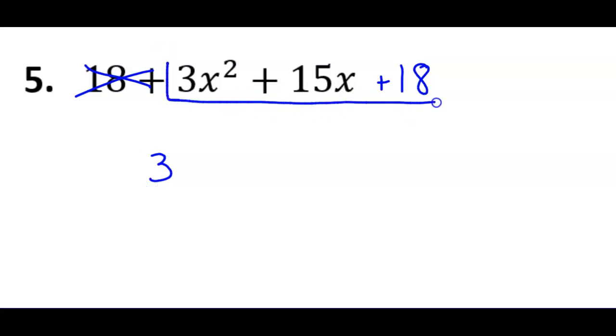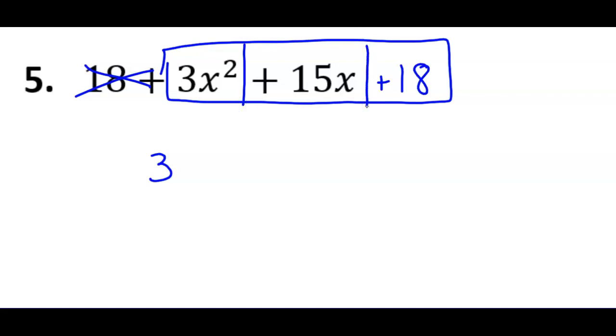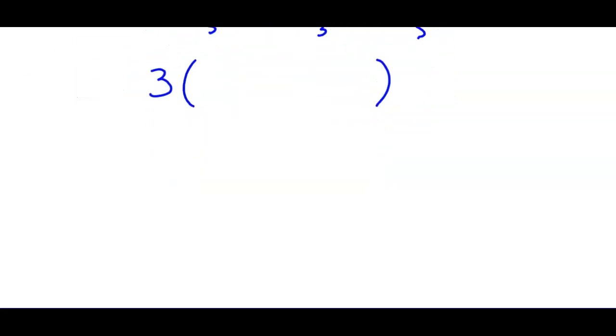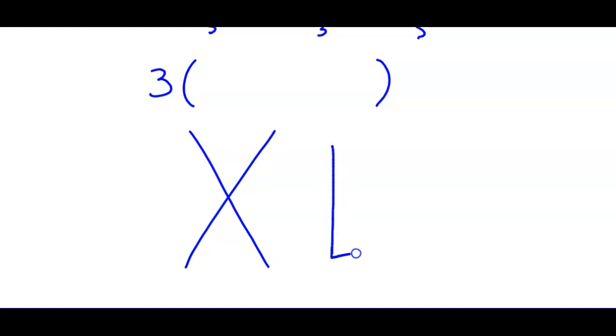So put it in your box. And now you're going to divide all of these by 3. And what are you going to get on the inside? After you get the inside, set up your diamond. Set up your box. And then factor things out.